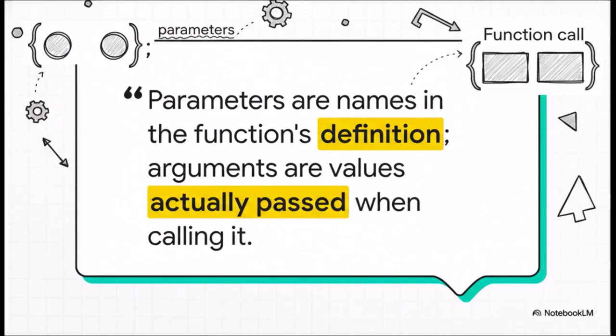To really nail this down, think of it like this. Parameters are just the names you see when you're defining the function. Arguments are the actual values you use when you're calling the function. Getting that difference is totally key to making functions work for you.